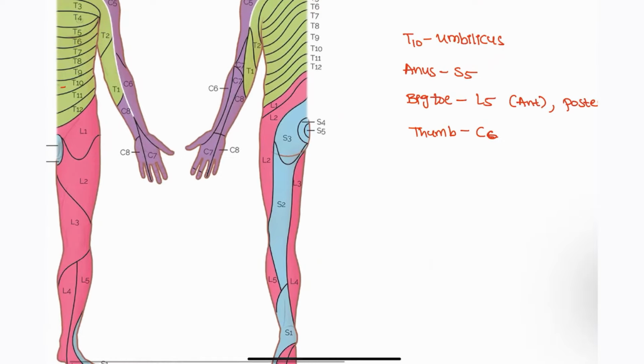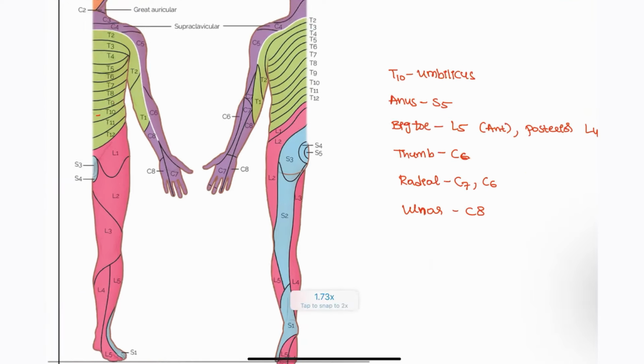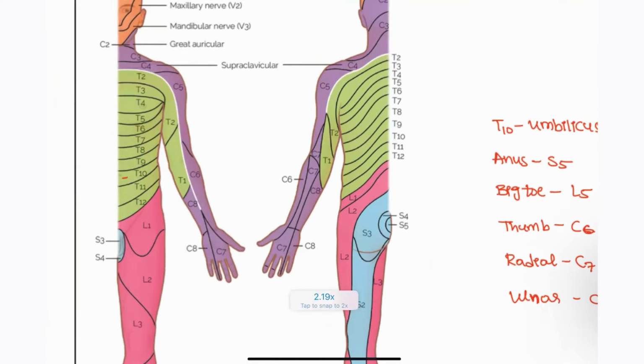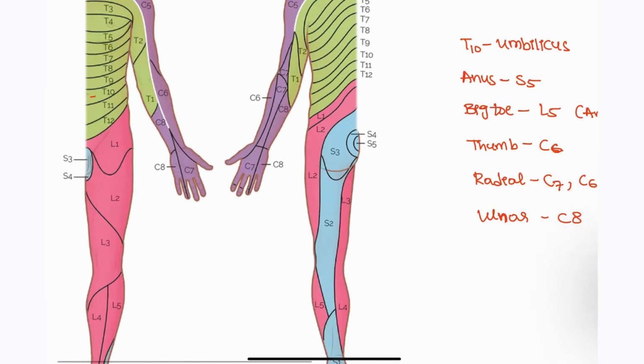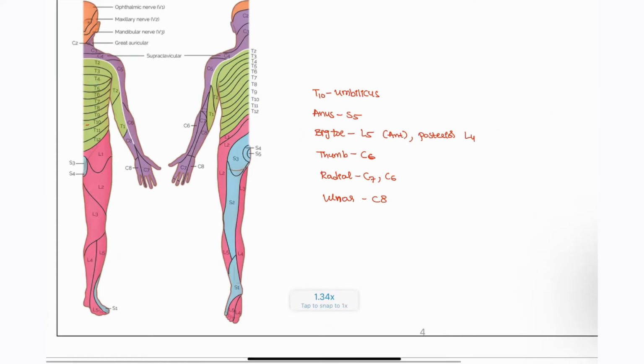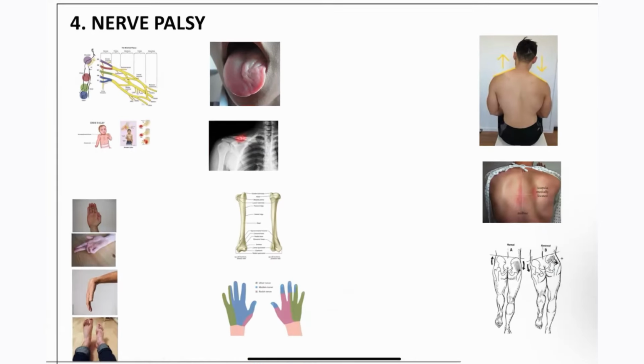Next, coming to the hand, the radial side will be C6 and C7. Next, the ulnar side will be C8. Remember these points for the dermatomes, and not just those, every dermatome is important, guys. Just remember, when you bend, that is how your vertebral column supplies these dermatomes.